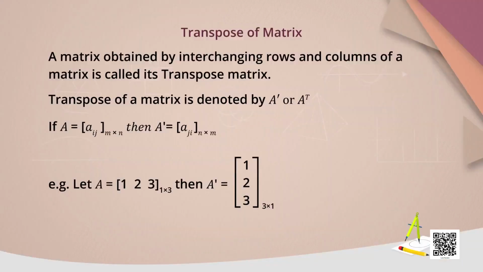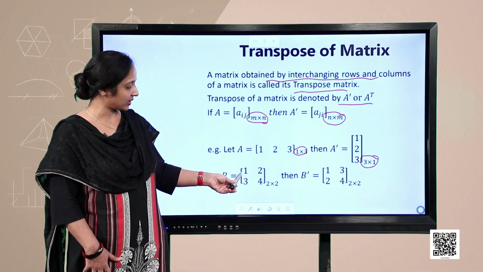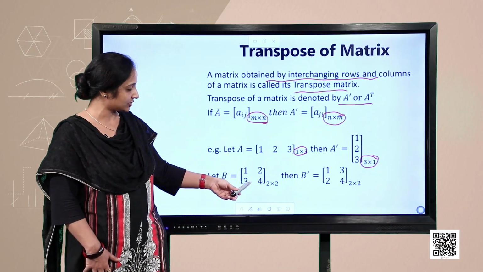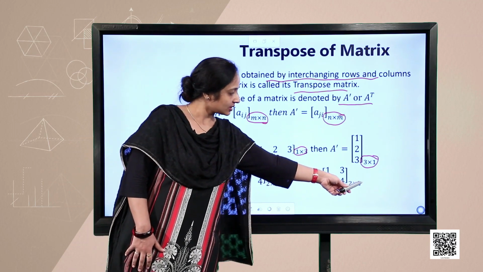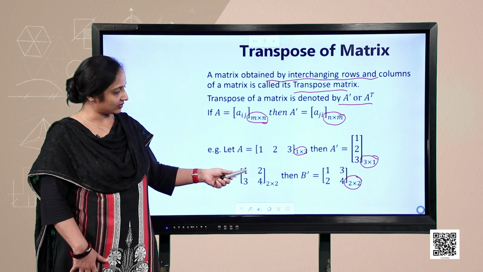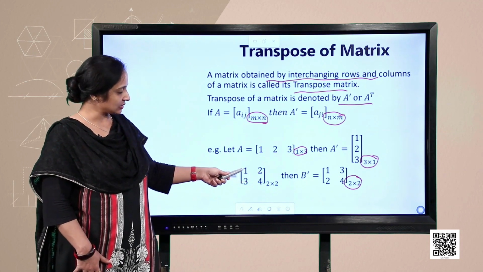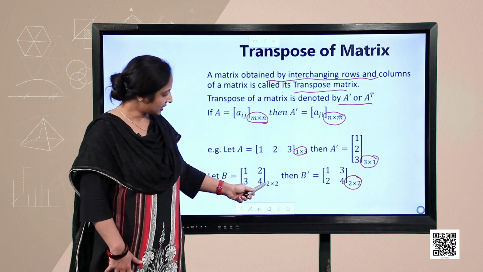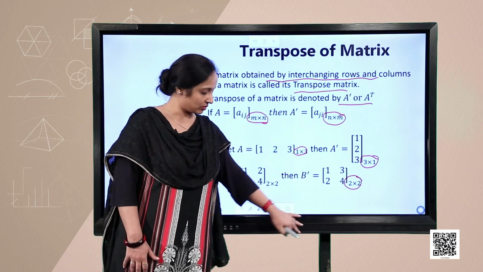Let me take one more matrix, B matrix. It is a square matrix. It has 2 rows and 2 columns. So, when you take its transpose, its order is not going to be affected, but still you have done its transpose by making its first row as its first column, its second row as its second column.